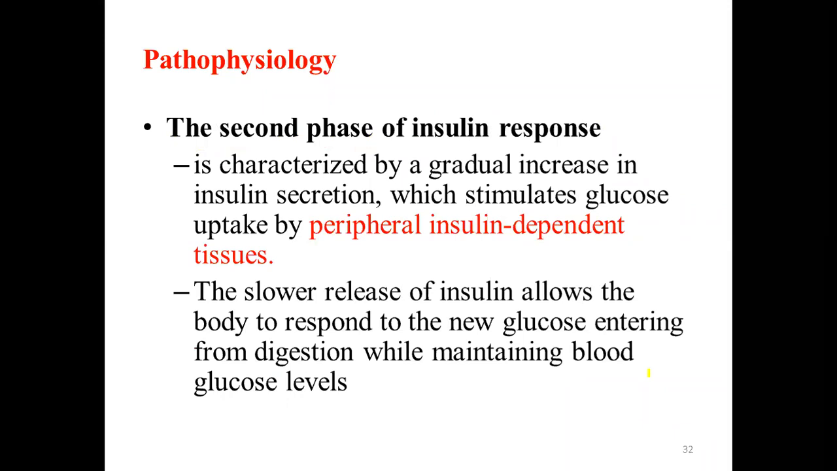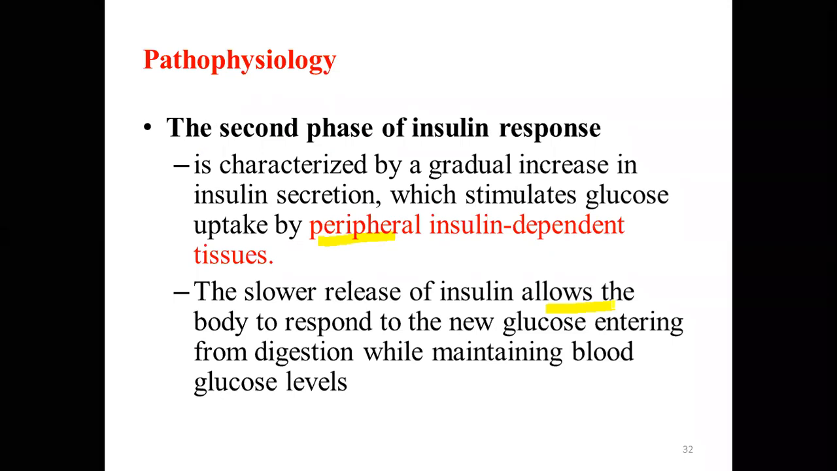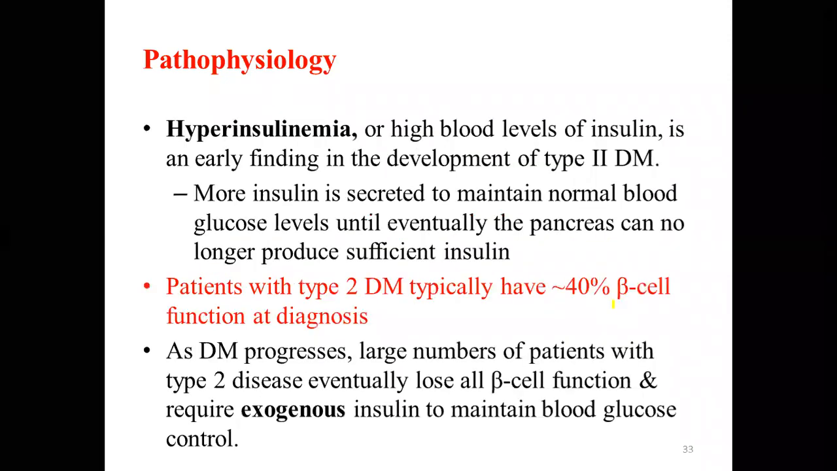Then the second phase of insulin response is characterized by a gradual increase in insulin secretion, which stimulates glucose uptake by the peripheral insulin dependent tissues. So the second phase is usually a gradual release of insulin, which promotes utilization of glucose by the peripheral tissues. This slow release of insulin allows the body to respond to the new glucose from digestion while maintaining the blood glucose level. So those are the two phases of insulin secretion.